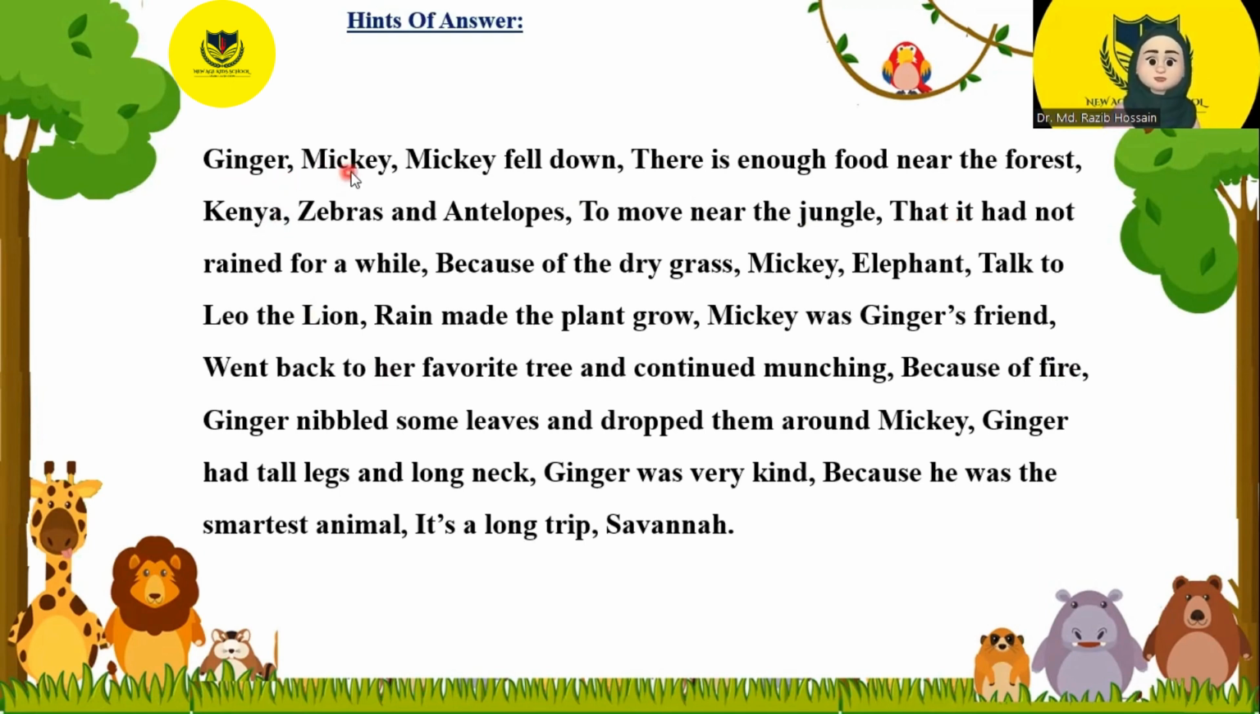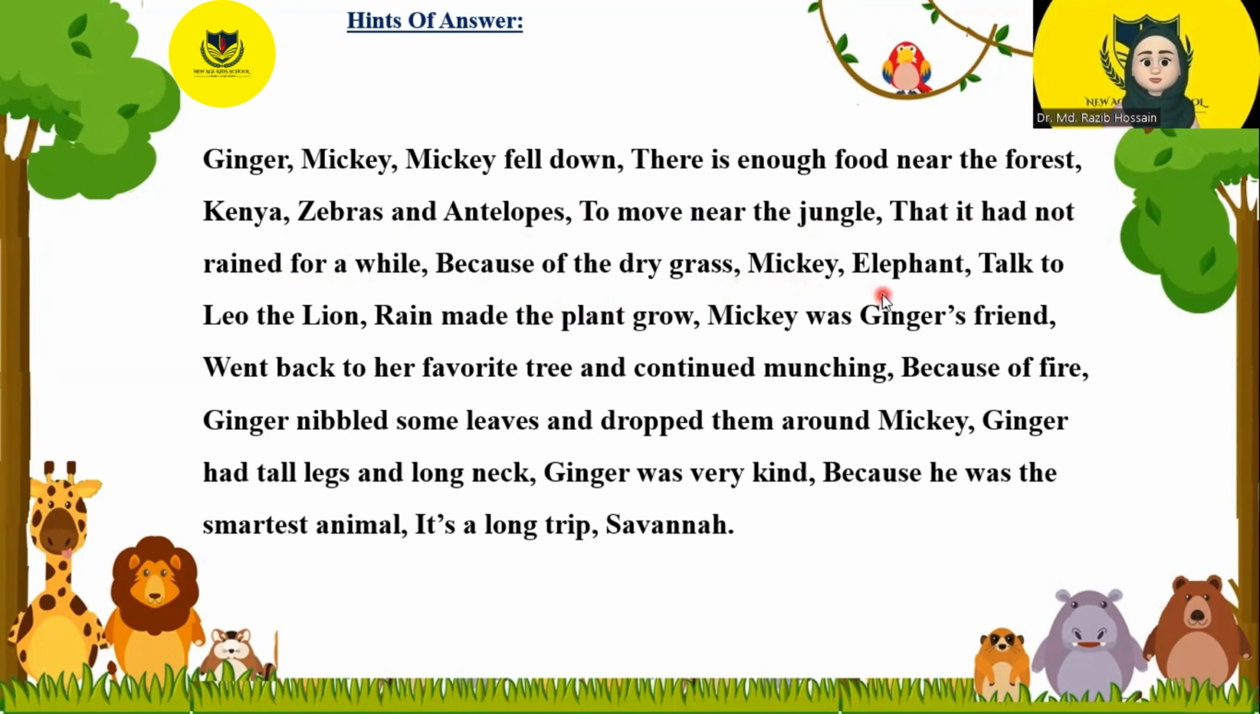Ginger. Mickey. Mickey fell down. There is enough food near the forest. Kenya. Zebras and antelopes to move near the jungle. That it had not rained for a while because of the dry grass.